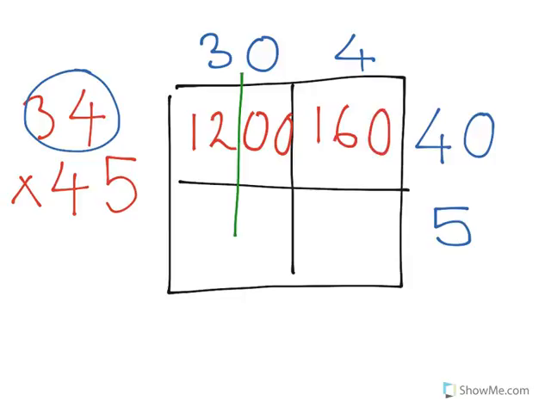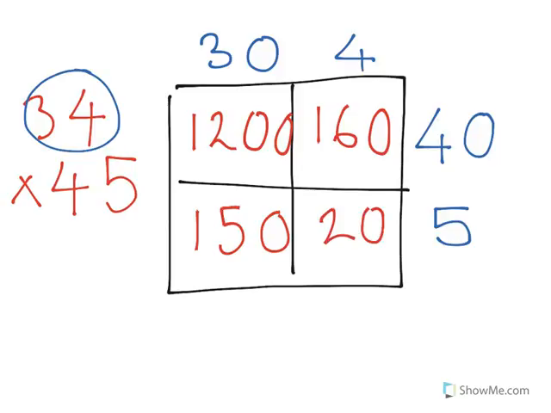Now I come over to here, 30 and 5. I know 3 times 5 is 15. Adding in my 0, 150. Now, my last box, 4 times 5. No zeros to move here. 4 times 5 is 20.